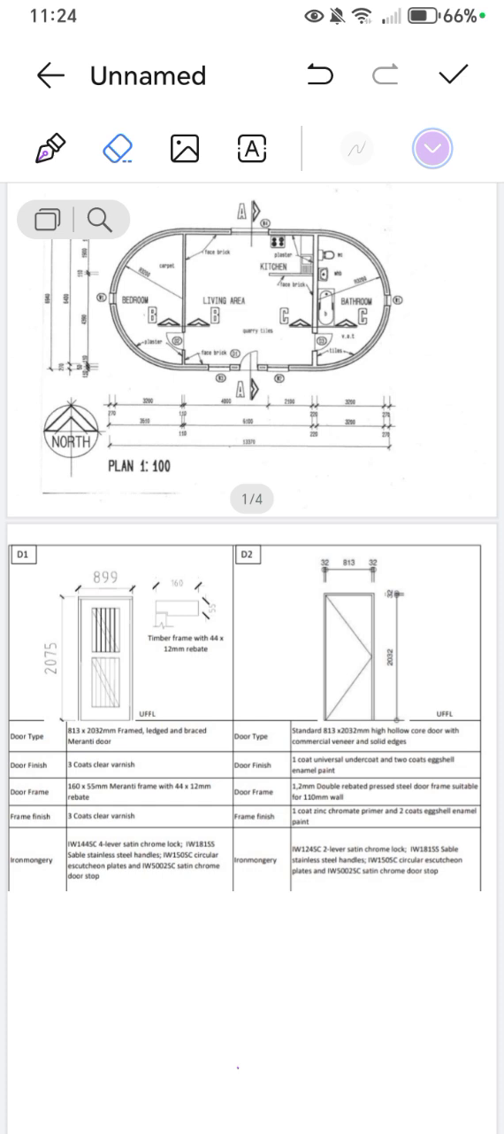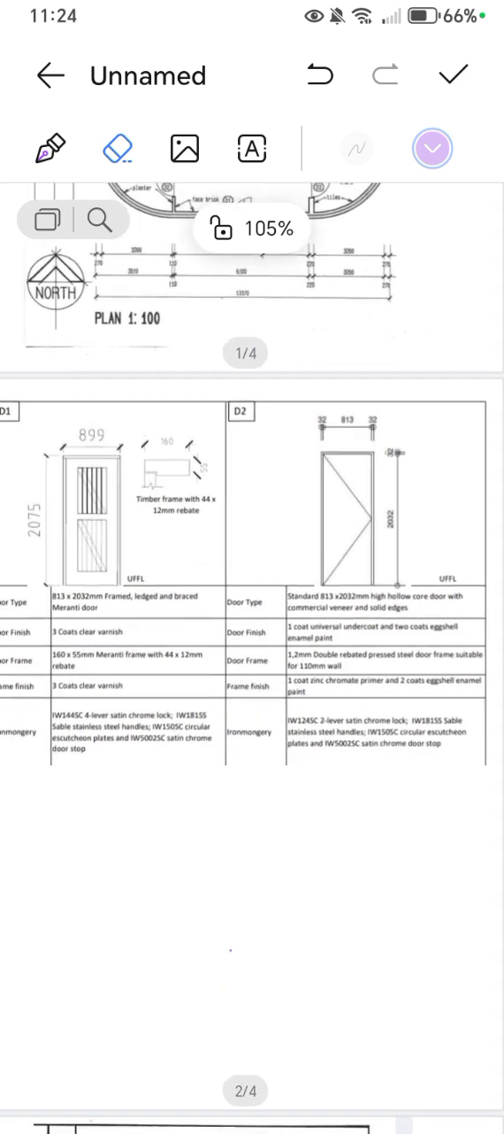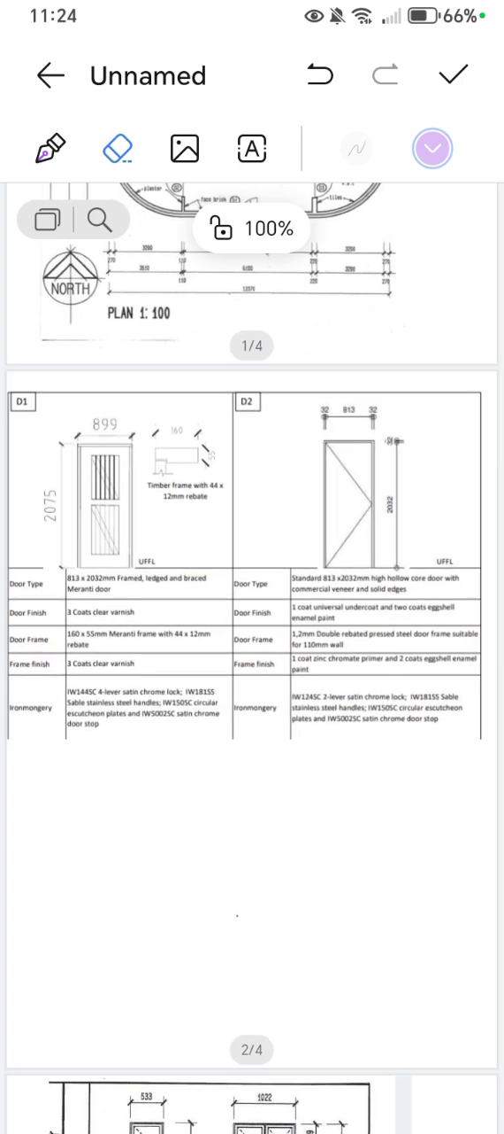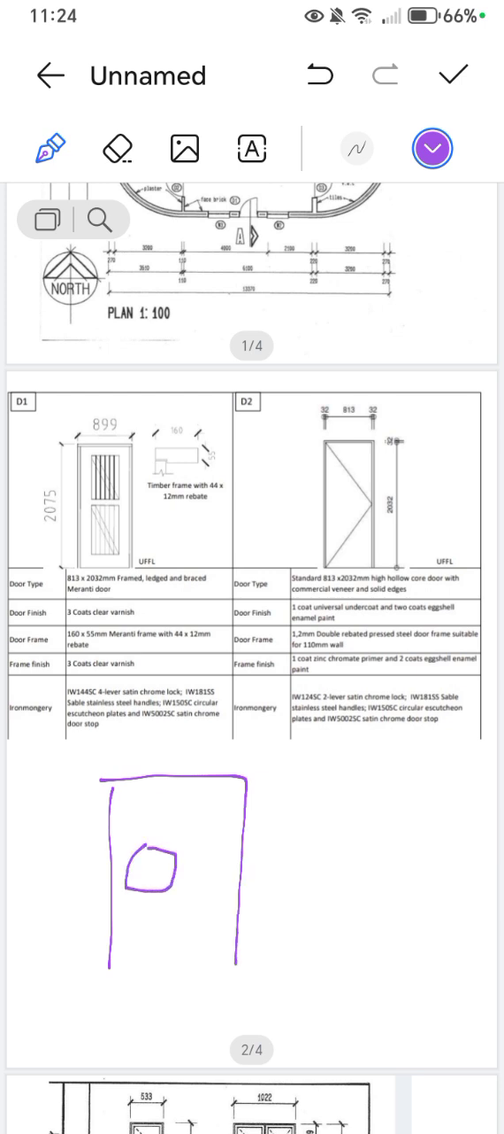Then the last one that you have to know is your ironmongery. Your ironmongery are things like your handles. Remember, you have your door, and a door has to have your handle there. Then it also has, I think they call it, hinges? So those are the ironmongery list that you have to keep in mind. So that's that with the doors.